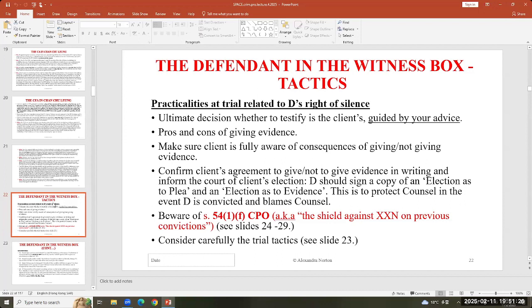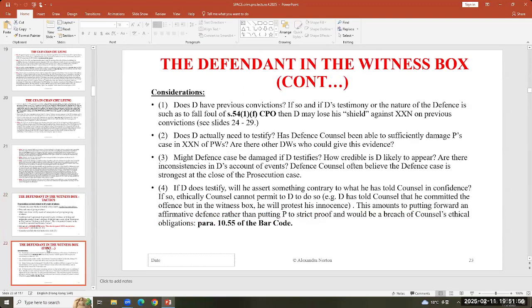So always protect yourself, get everything in writing, and ideally have, well, if you're the solicitor, you don't need to, but as counsel, you always need to have the instructing solicitor present when you are having communications with the client, a third party who can vouch for the advice that you've given. But as part of advising the client, there's a number of considerations that we need to bear in mind. We need to think about whether the defendant has any previous convictions, whether if he testifies, he may have lost his protection against being cross-examined on these previous convictions.